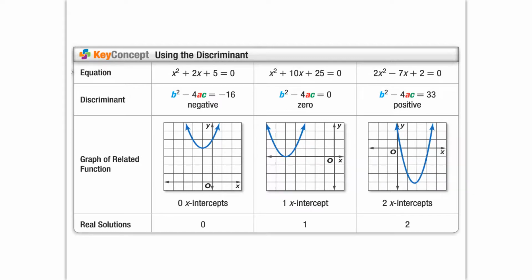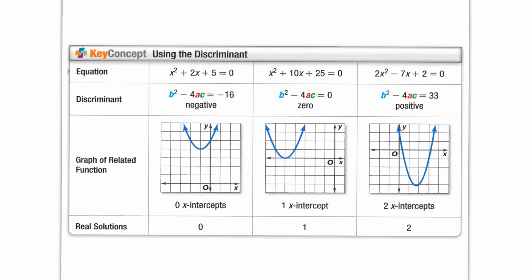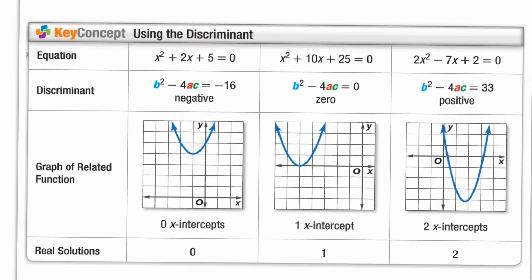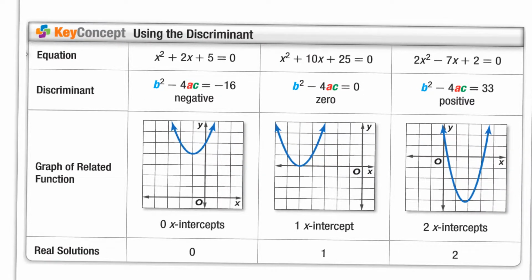So here I have the three options I just mentioned for the discriminant, and we have some examples to show you what's going to happen with the graph and how the discriminant helps us. So let's look at example number 1. Here we have the equation x squared plus 2x plus 5 equal to 0. So it is a quadratic equation because the highest exponent is 2. We want to solve for x, but first we want to know how many solutions and what type of solutions we're going to have.